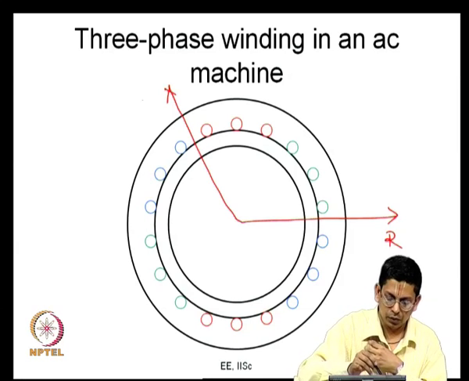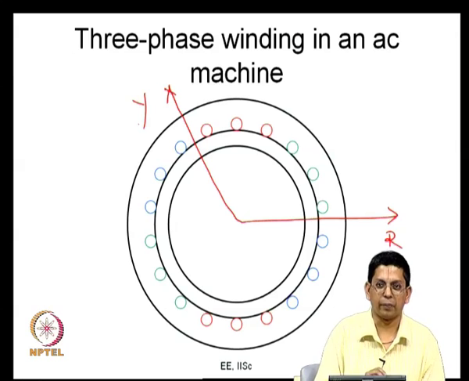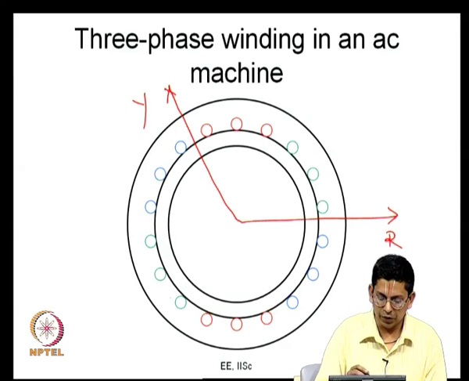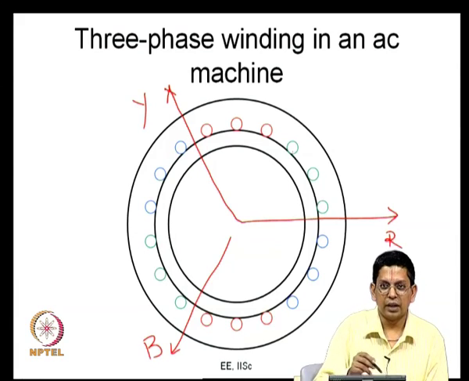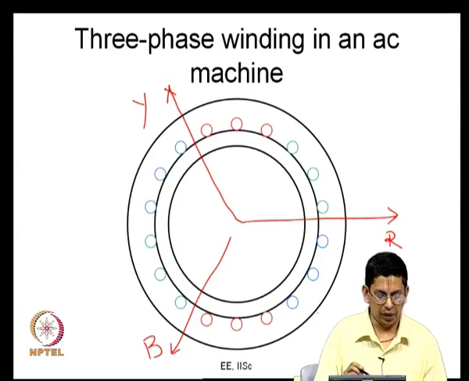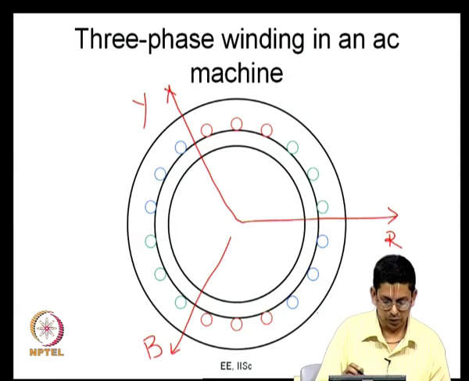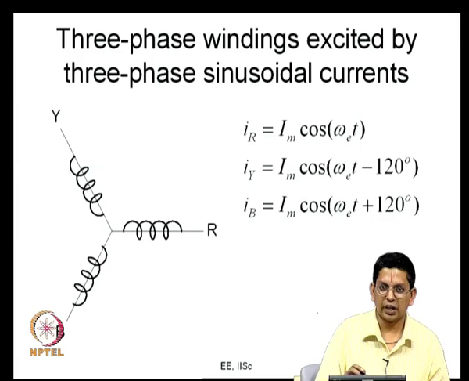This would be your Y phase axis in a machine. And what is the axis of the B phase winding? You have here and here, this would be the B phase axis. These are the axes of the three windings of this machine. So, let us look at what happens when they are excited.